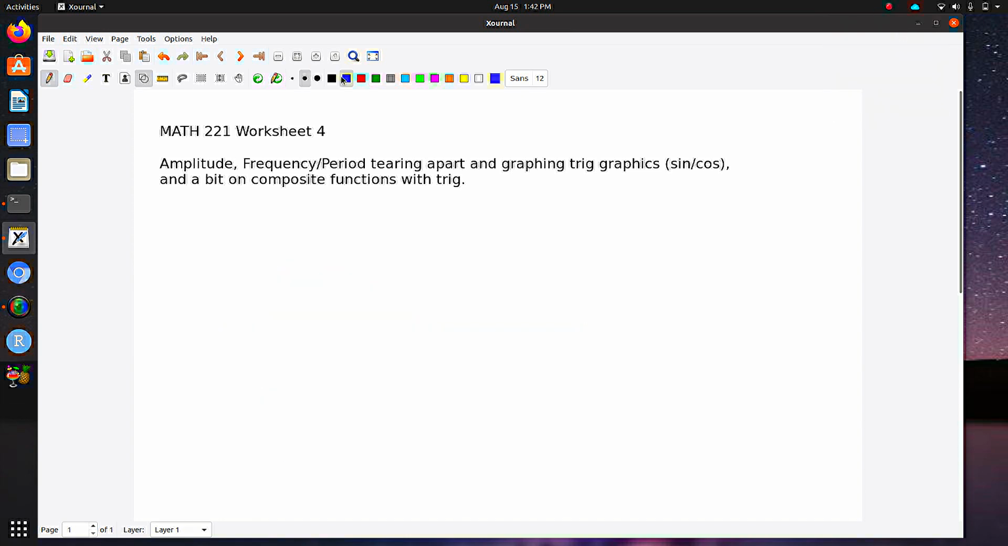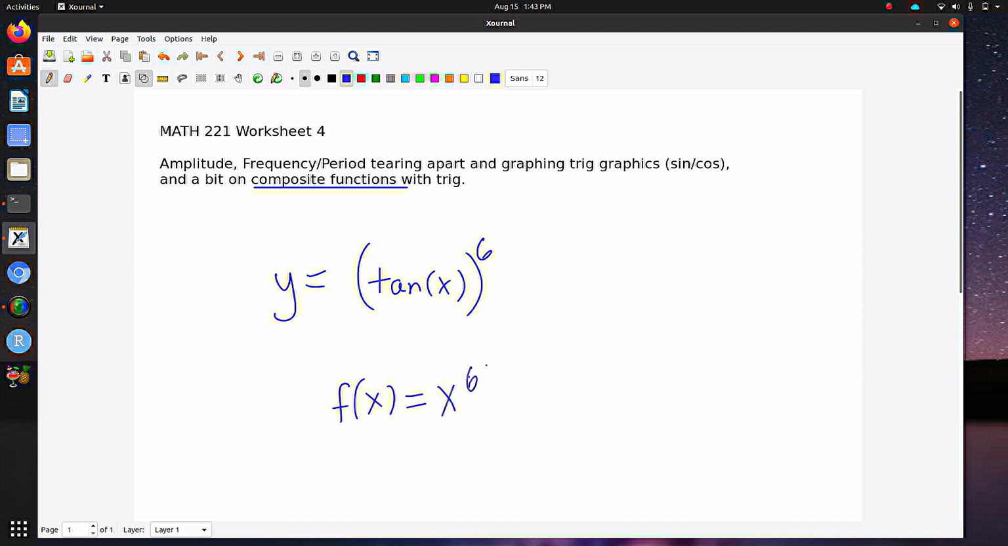And finally, just a little bit, how do we do composite functions with trig? It's really like composite functions without trig. So if I had, I'm not using tangent today, so I'm going to go ahead and use it just to be funny. If I have tan x and I want to raise it to the power of 6, I could say f of x is x to the 6th and g of x is tan of x, and this whole thing is f of g of x.